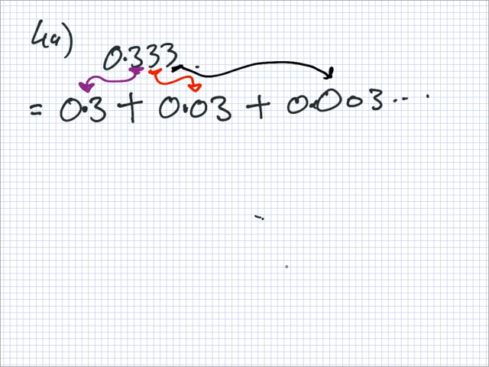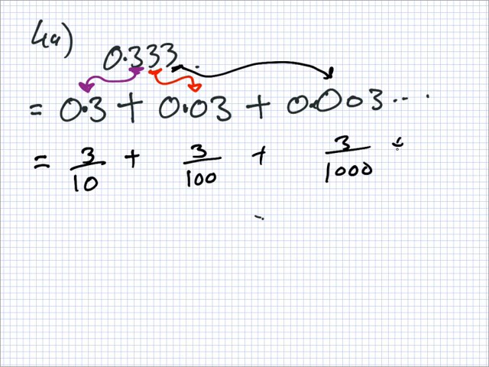Because if you add these all up, you do get back to that, because that's 3 in the first place, that's 3 in the second place, that's 3 in the third place. Now, we should change these into fractions. You don't have to, but I think changing them into fractions will make it look a little neater. So 0.3 is 3 over 10. This one is 3 over 100, and this one here is 3 over 1,000, and so on.